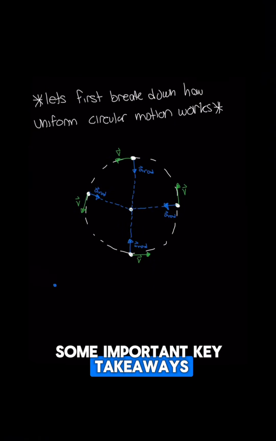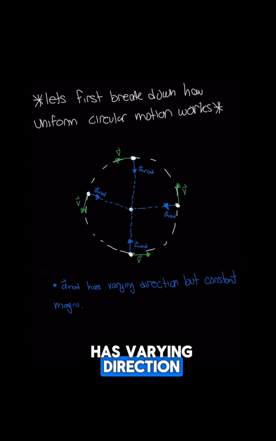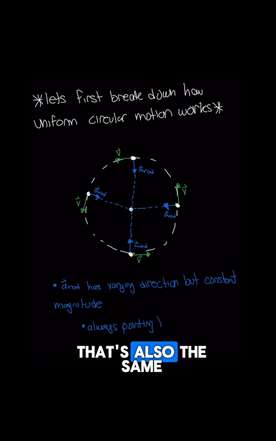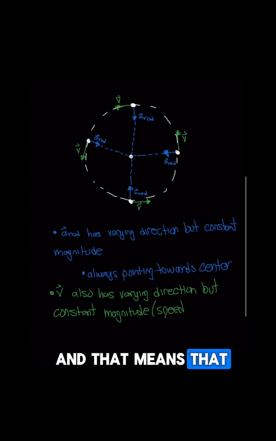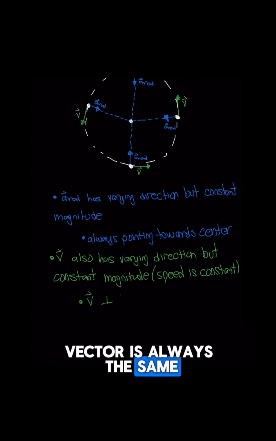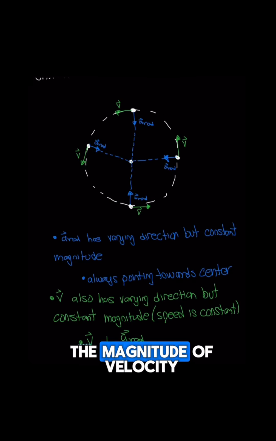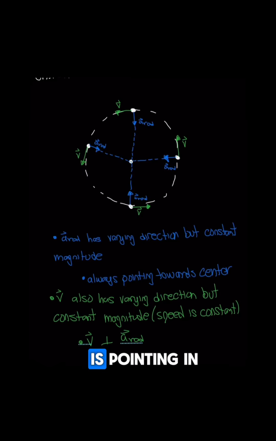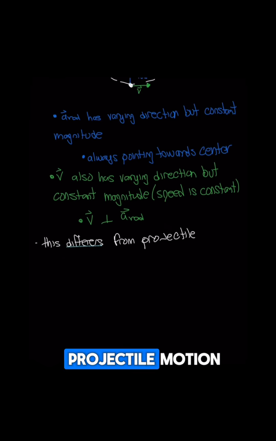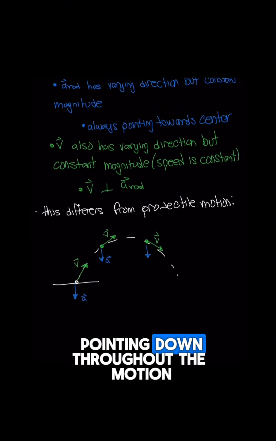Some important key takeaways from uniform circular motion are that the acceleration has varying direction but constant magnitude, and that's also the same for velocity. It has varying direction but constant magnitude, and that means that the length of the velocity vector is always the same, which also means the speed is constant, because if we remember, the magnitude of velocity is just speed. The only thing that's changing is the direction that the velocity vector is pointing in. This differs from projectile motion, where we can see here the acceleration is always pointing down throughout the motion.